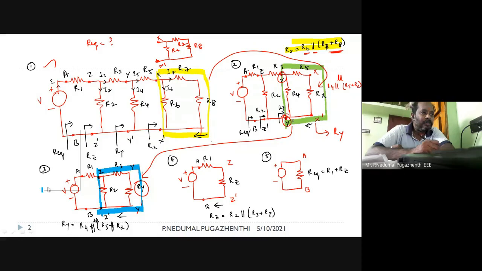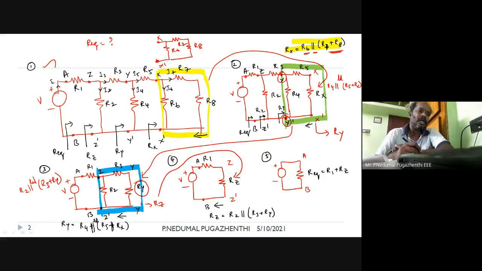Here again I have some combinations. What are the combinations I have? I have R2 parallel to R3 plus Ry. I have only three resistors R2, R3, Ry in this highlighted blue box, where R3 and Ry are in series and that is in parallel with R2. So I can name this as Rz. In the fourth figure, I have converted this combination of resistors R2, R3, Ry into Rz.